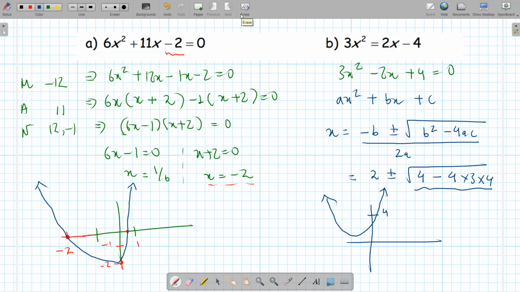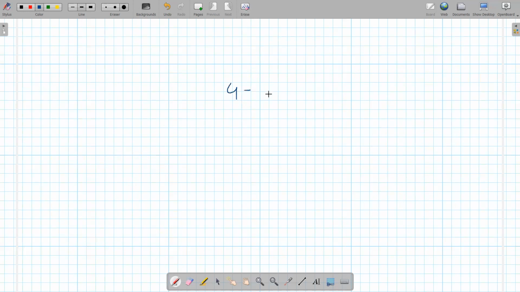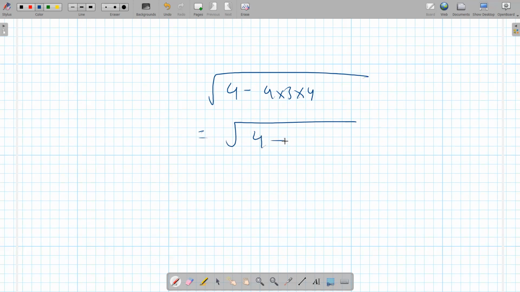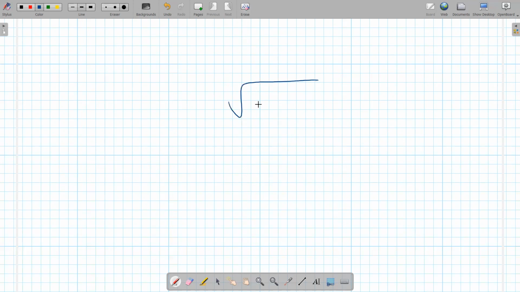Actually, if you're intrigued, I'll show you something. I know some teachers teach it. Let's look at that in more detail. 4 minus 4 times 3 times 4 in a square root. What is that? That's 4 minus 12 times 4, 48. Let's say for our sake, you get the square root of negative 49.